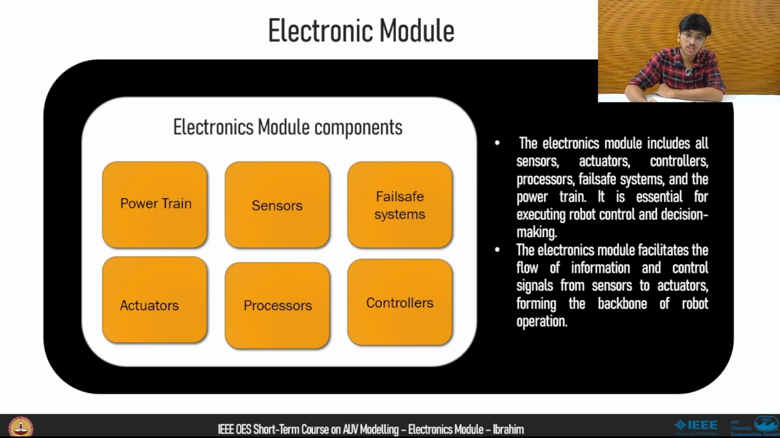So let's see what the main components of the electronics module are. On the left you can see one of the main parts of the electronic module is the powertrain, which delivers power to different components. We'll talk in much more detail about the powertrain in a later slide. Then you have sensors, fail-safe mechanism as we discussed before, actuators, processors, and controllers. So these 6 components are the building blocks of the electronics module.